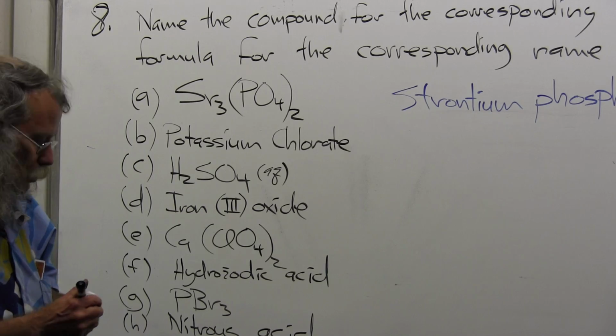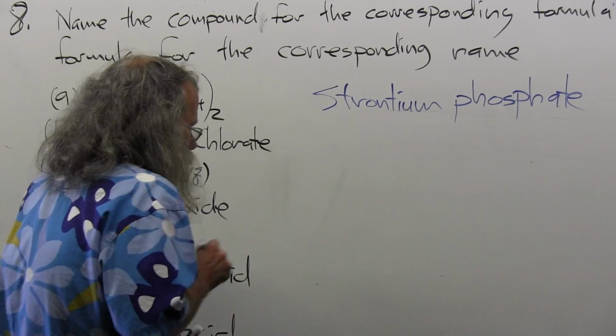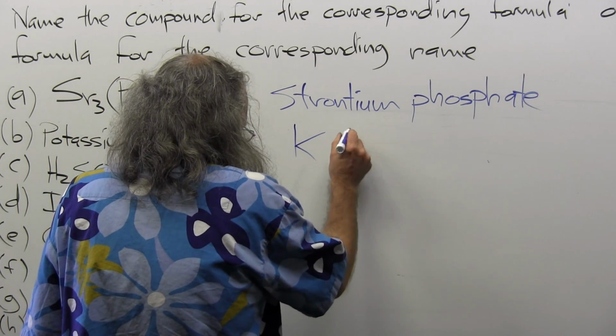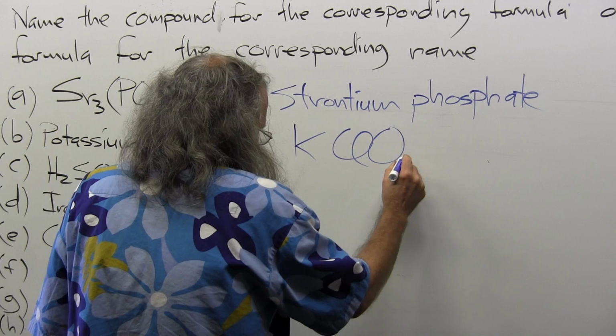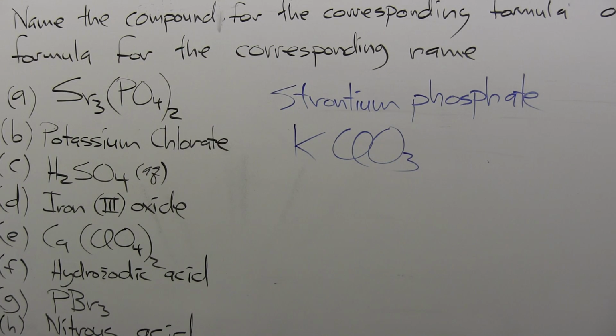They all have the same charge, and that is going to be, potassium is +1, and there are 3 oxygens. So potassium chlorate, that's again pretty straightforward.